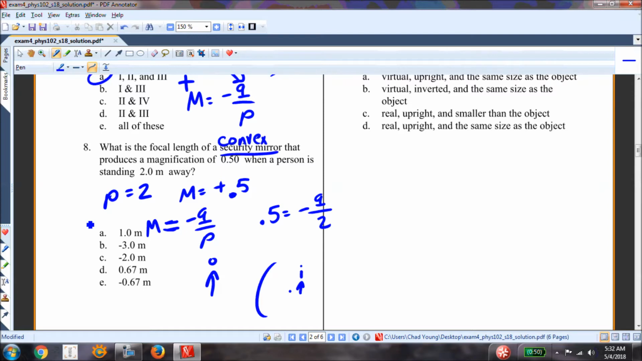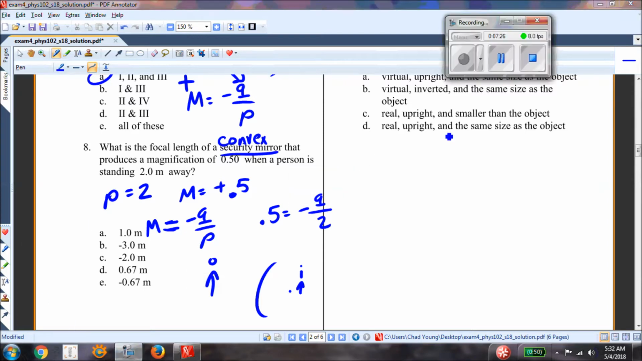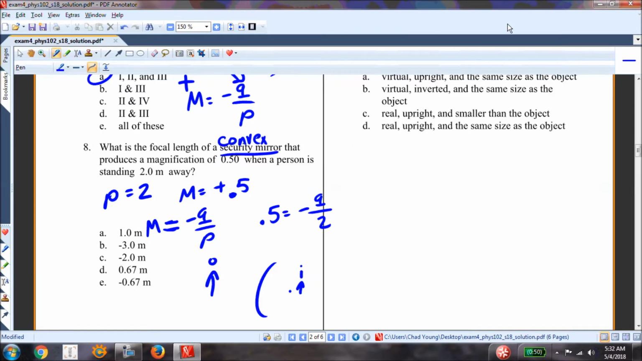Hold on, let me make sure. I might have fixed this. No, I'm sorry, I was just not reading the problem. So here, q is equal to -1 meters, but I'm not looking for q. I'm looking for the focal length. So I need to find the focal length.